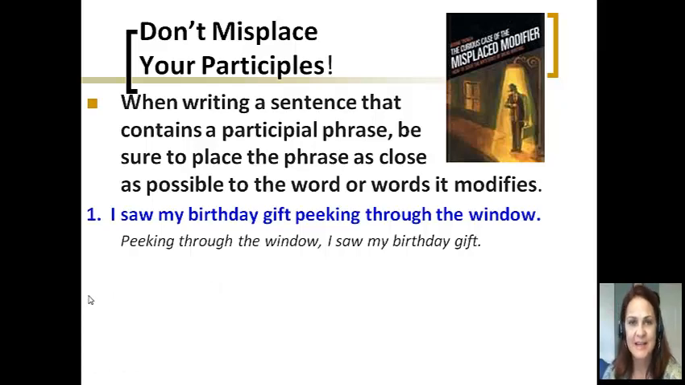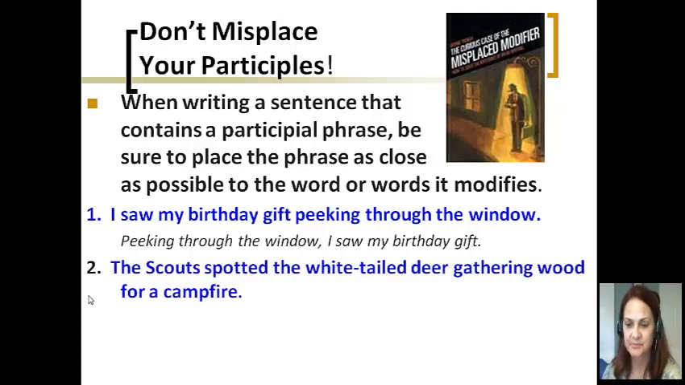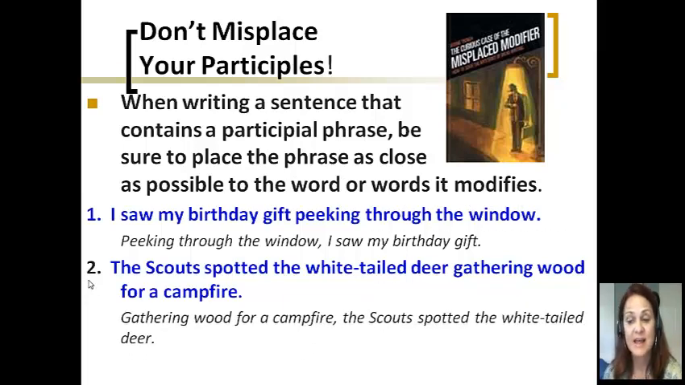Let's look at a second example. It's kind of funny. The scout spotted the white-tailed deer gathering wood for a campfire. Who is gathering wood? If you say it like this, the white-tailed deer is gathering wood. But we know that's not what's meant, so it has a misplaced participle. So let's look at this. If we said, gathering wood for a campfire, the scout spotted the white-tailed deer, it makes way more sense.